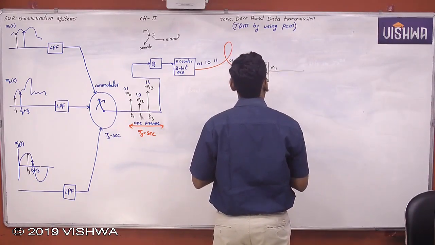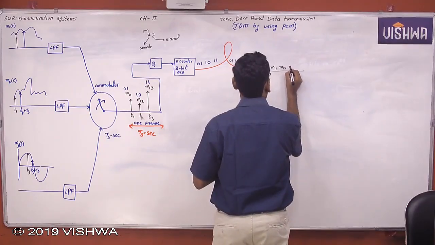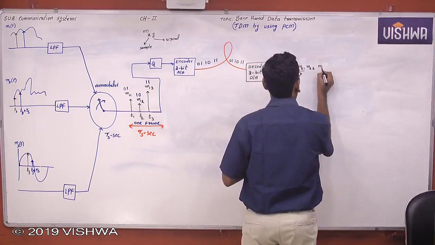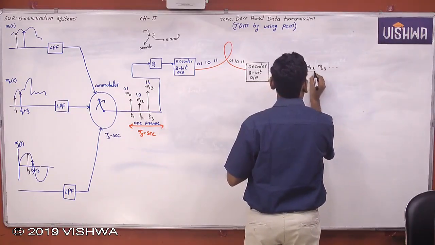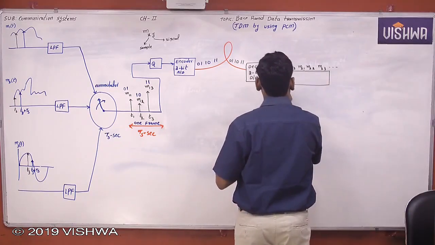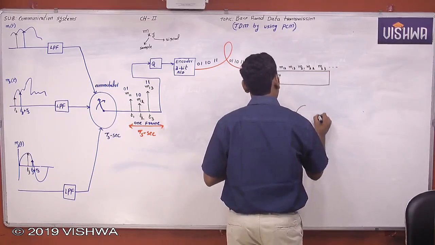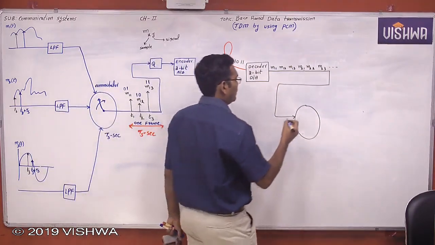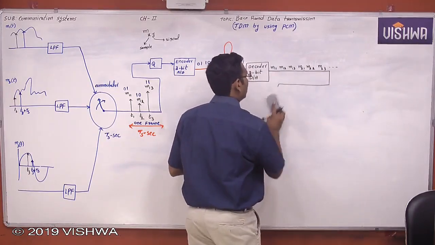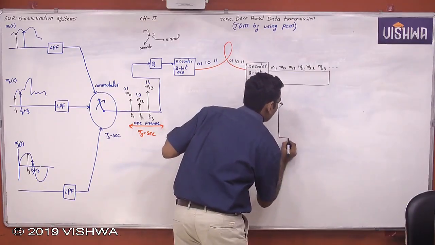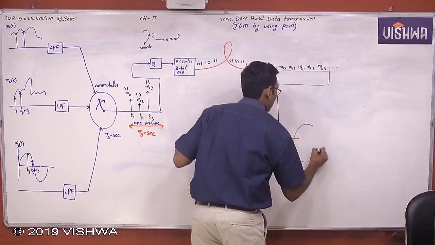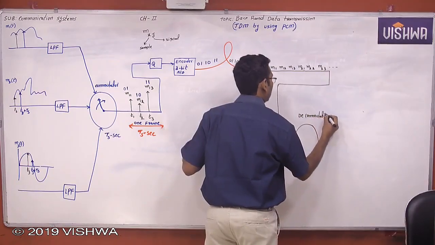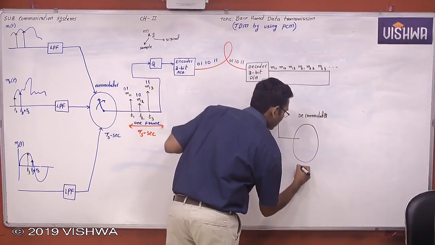What are the samples available here? M11, M12, M13, M21, M22, M23 and so on. These are the samples available. All samples are available here. Now all these samples are connected to the decommutator, which is used to collect the samples. The time taken to complete one revolution of the decommutator is Ts seconds.